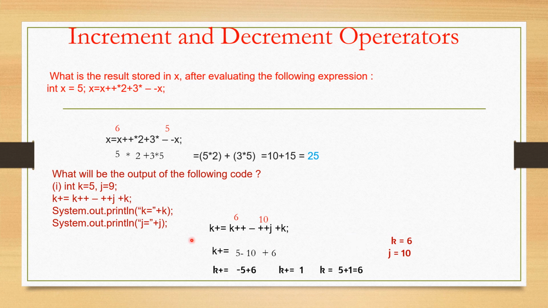And now printing part. Here we are saying System.out.println k is equal to plus k. See the last value of k. What is the last value of k after evaluating? Here k has become, here we can see plus k. So last value of k is 6. So k will become 6, not the first value. While printing, the last value will be taken. And j is equal to plus j. The last value of j here we can see it is 10. So j is equal to 10.